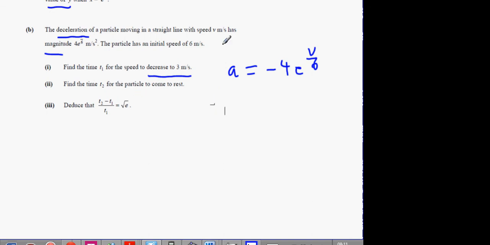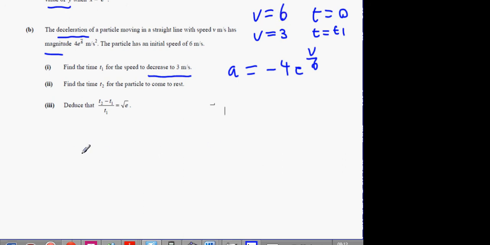So we'll write down some of our information. Speed v equals v, and time therefore has to equal 0. Now it wants v equals 3, and it wants t to be t1. Oh sorry, v equals 6, the initial speed is 6. Otherwise I'd have 2 variables there, which is not enough, and its initial velocity is in fact 6.